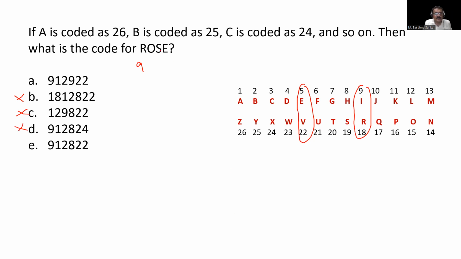Now, here only 4 letters. Okay, this is equal to 22. And what is the O? 15. So what happened? That is equal to 12. 9, 12, 9, 12. And what is the S? S is equal to 19. 19, that is equal to 8. Okay, so 9, 12, 8, 22. Option E is the correct answer.